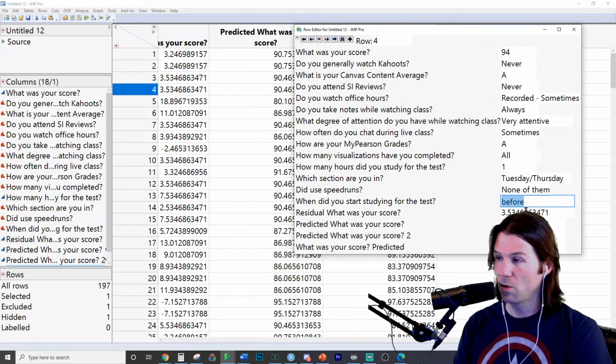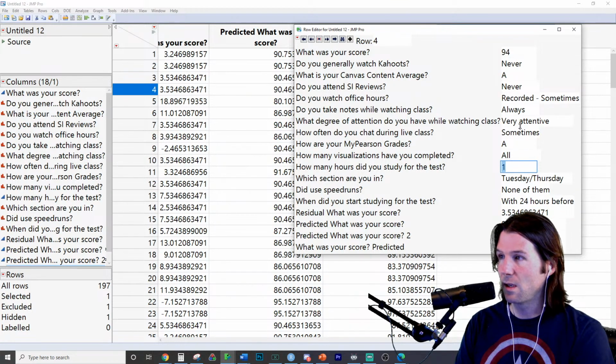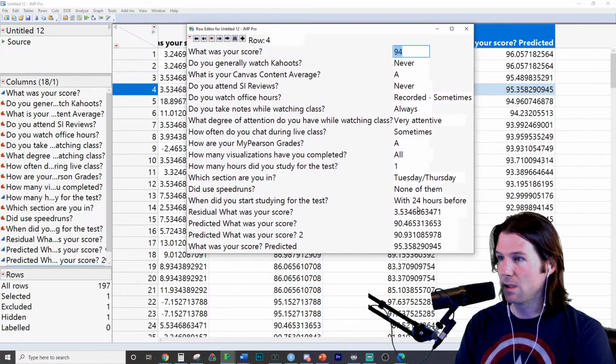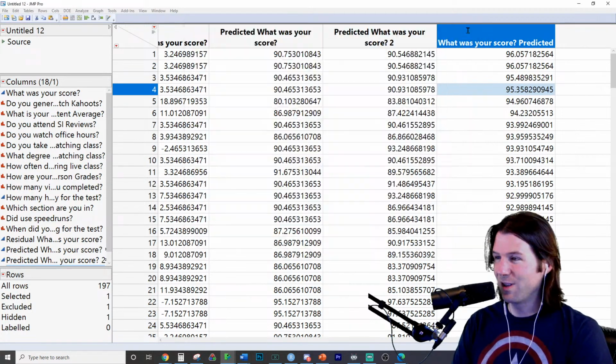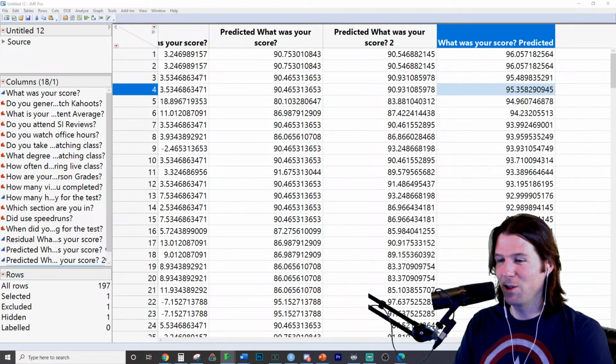So because this person, 24 hours before the test, 1 hour study, and they made a 94, and they were predicted to make a 95. Boosted trees. Let me pull up the notes on it, and I'll tell you a little bit about boosted trees.